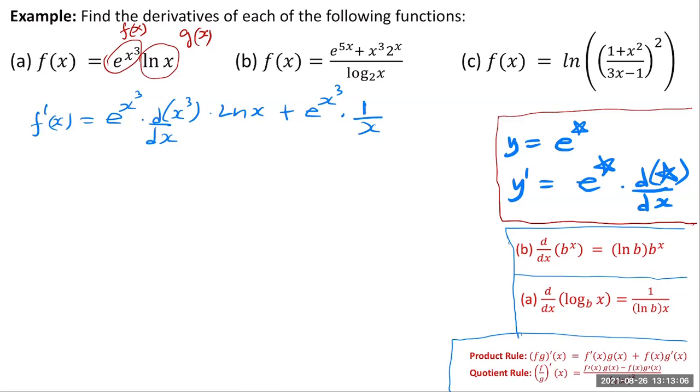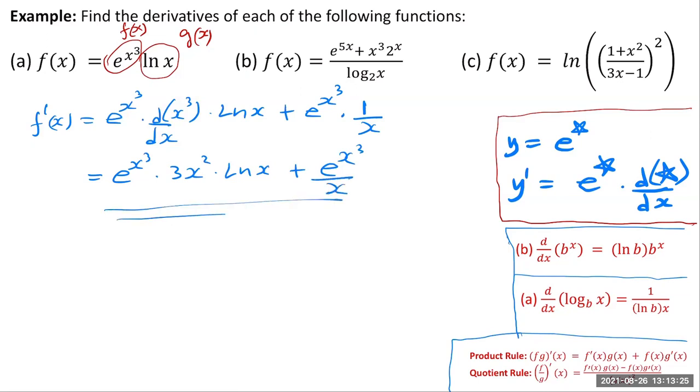Now you can write one more line here, e to the power x cubed. You can take the derivative of x cubed, which is 3x squared, times ln x plus e to the x cubed divided by x. This is your answer. Okay.